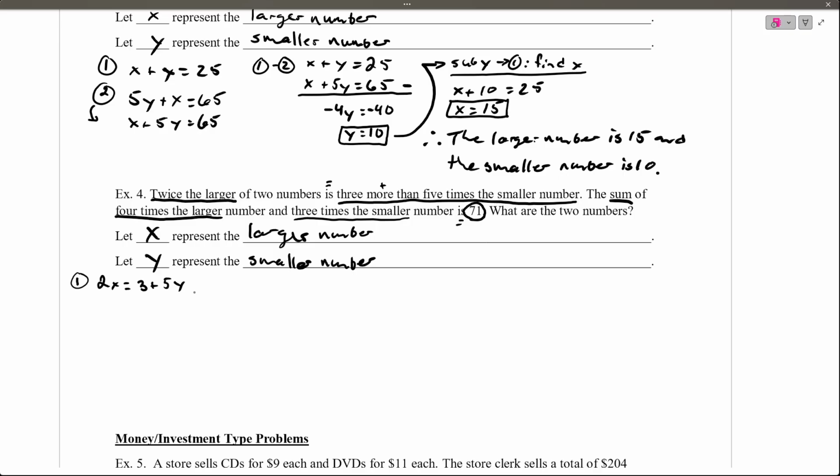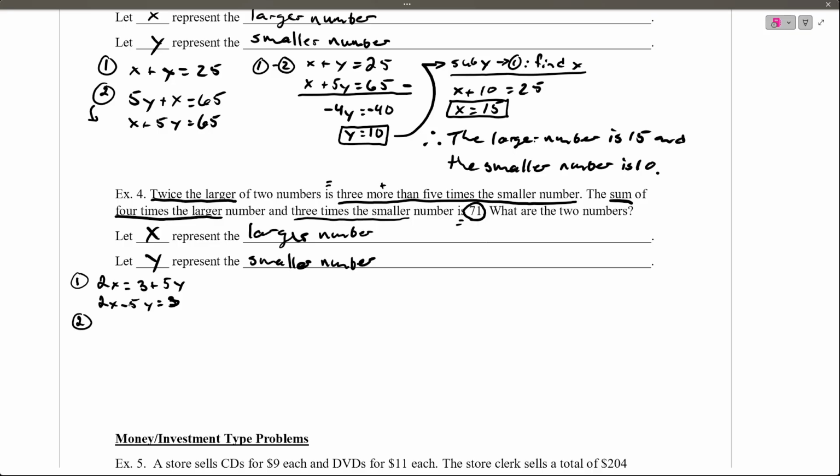We can simplify it if we want. So let's rearrange it and put it into the form that we're used to, where we have the x and y on the left, and we have our constant on the right. So let's bring this over here. So we have 2x minus 5y is equal to 3. Okay. There we go. And now let's do equation number 2.